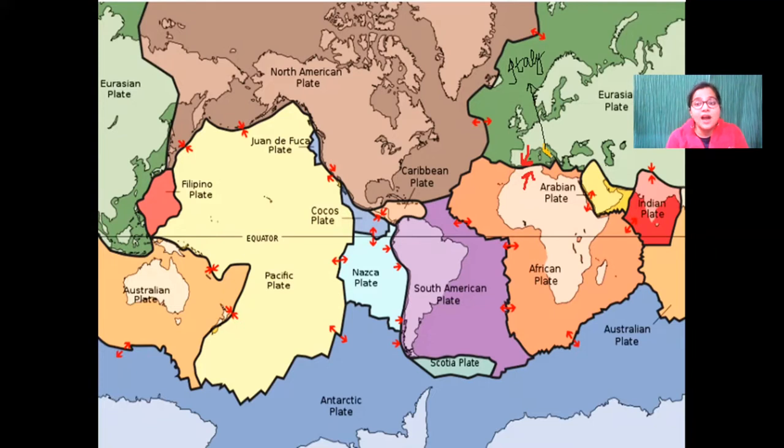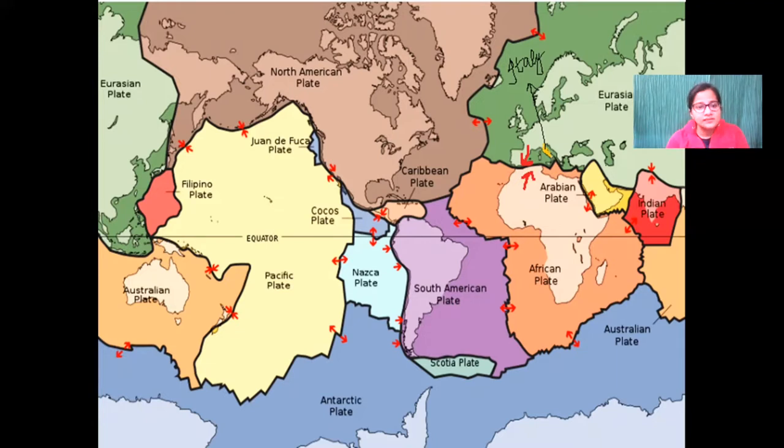There is one person, Le Pichon, L-E, then P-I-C-H-O-N. Le Pichon has divided the entire world into six major plates, and the rest are minor plates. Major means covering a larger area, minor means occupying a smaller area. Now, what are the major plates? You can see for yourself. North American plate, which is given a brown color, then Pacific plate, which is given a slight yellowish color, South American plate, Antarctica plate, African plate, Eurasian plate, Australian plate. These are covering the larger areas. Whereas the smaller plates are Cocos plate, Nazca plate, Philippine plate, Arabian plate. These are all the smaller plates.